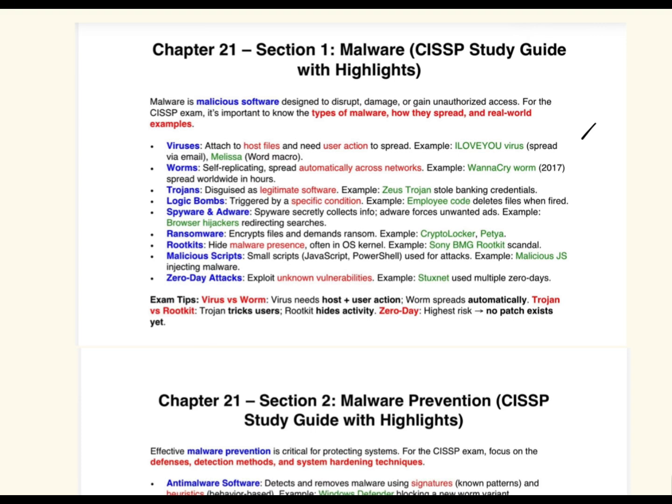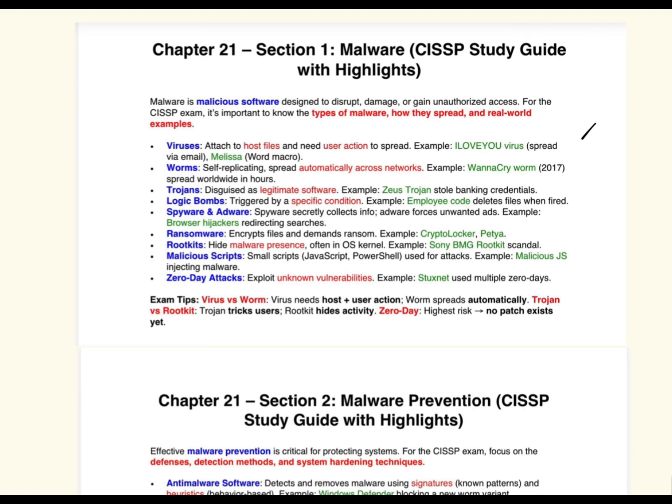As I said, a virus needs a host file plus user action. So what is the definition of a virus? That we need to understand for the CISSP exam. A virus needs a host file plus user action. That is an exam tip. They spread via email, but the user needs to open that host file. They cannot spread automatically. Important.